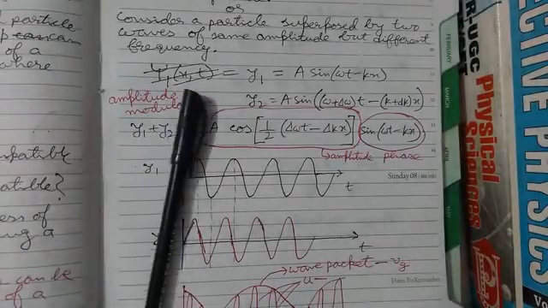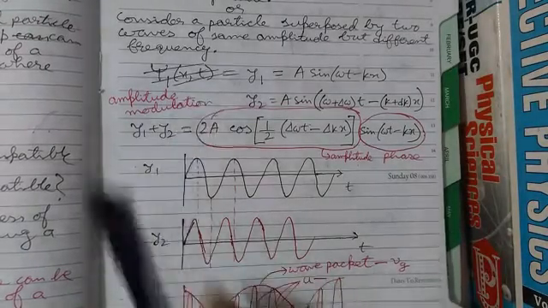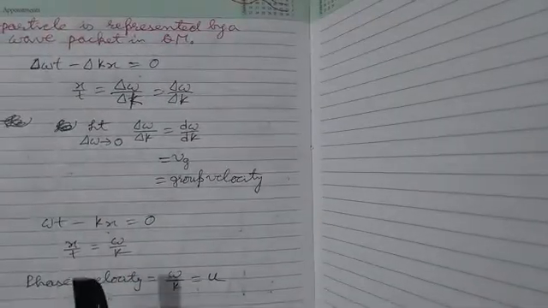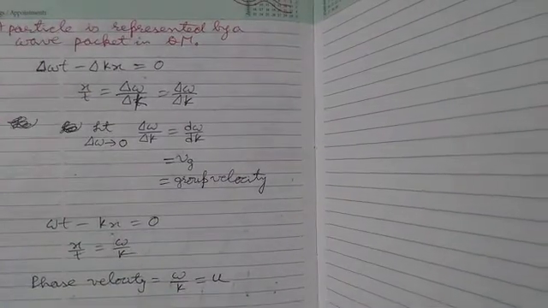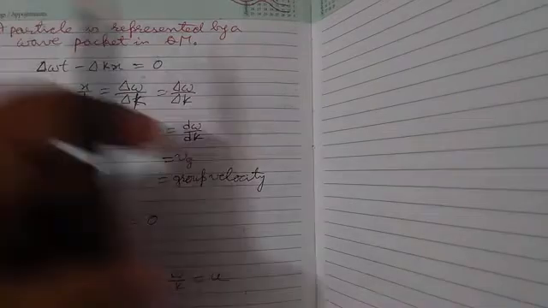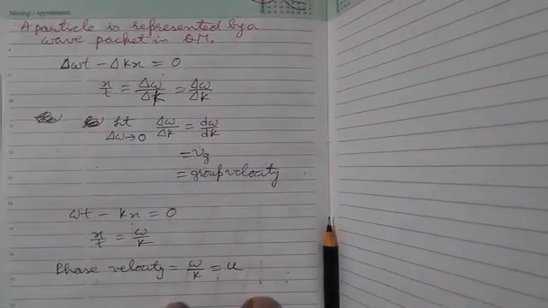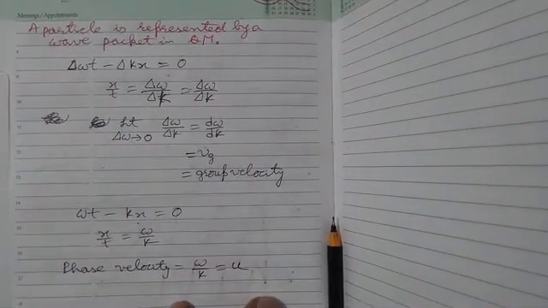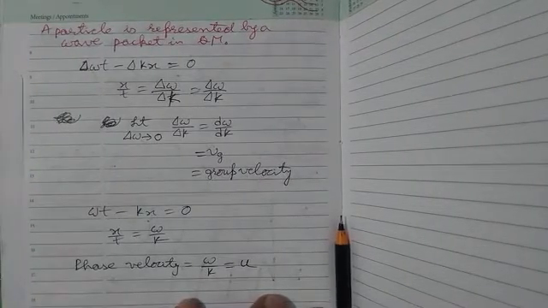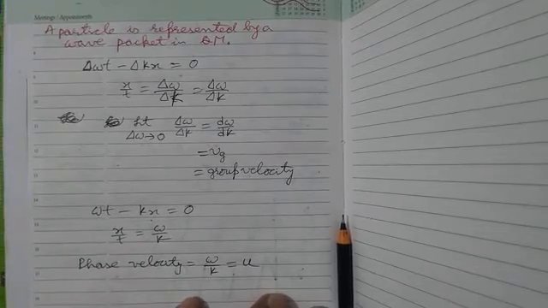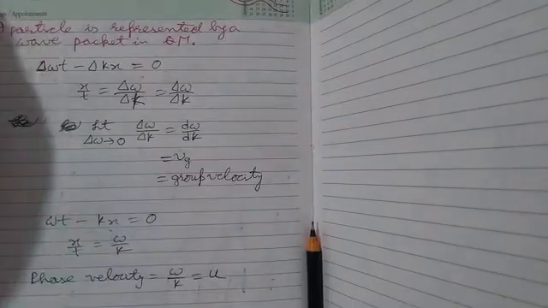Now the thing comes, in quantum mechanics I told you a particle is represented by a wave packet. Okay, now how does this wave packet move? The wave packet moves by a group velocity. So you can say a particle in quantum mechanics moves with the group velocity.